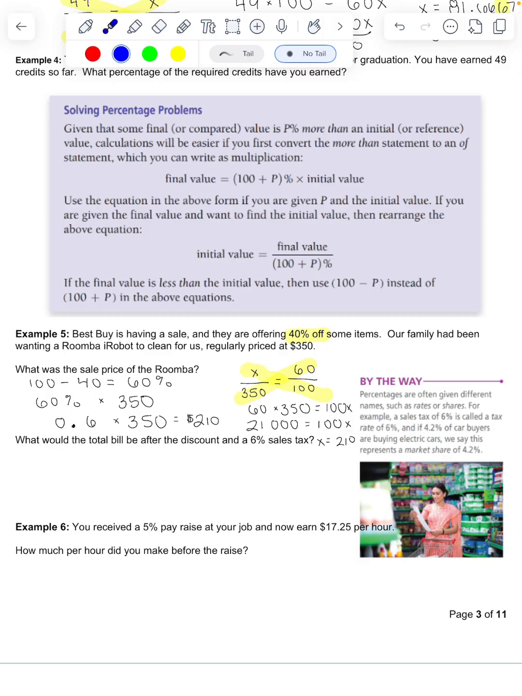What would the total bill be after the discount and a 6% sales tax? If we have a 6% sales tax, that gets added on. It's not 6% off. I have to pay 6% more. So 6% more than 100 is 106%.